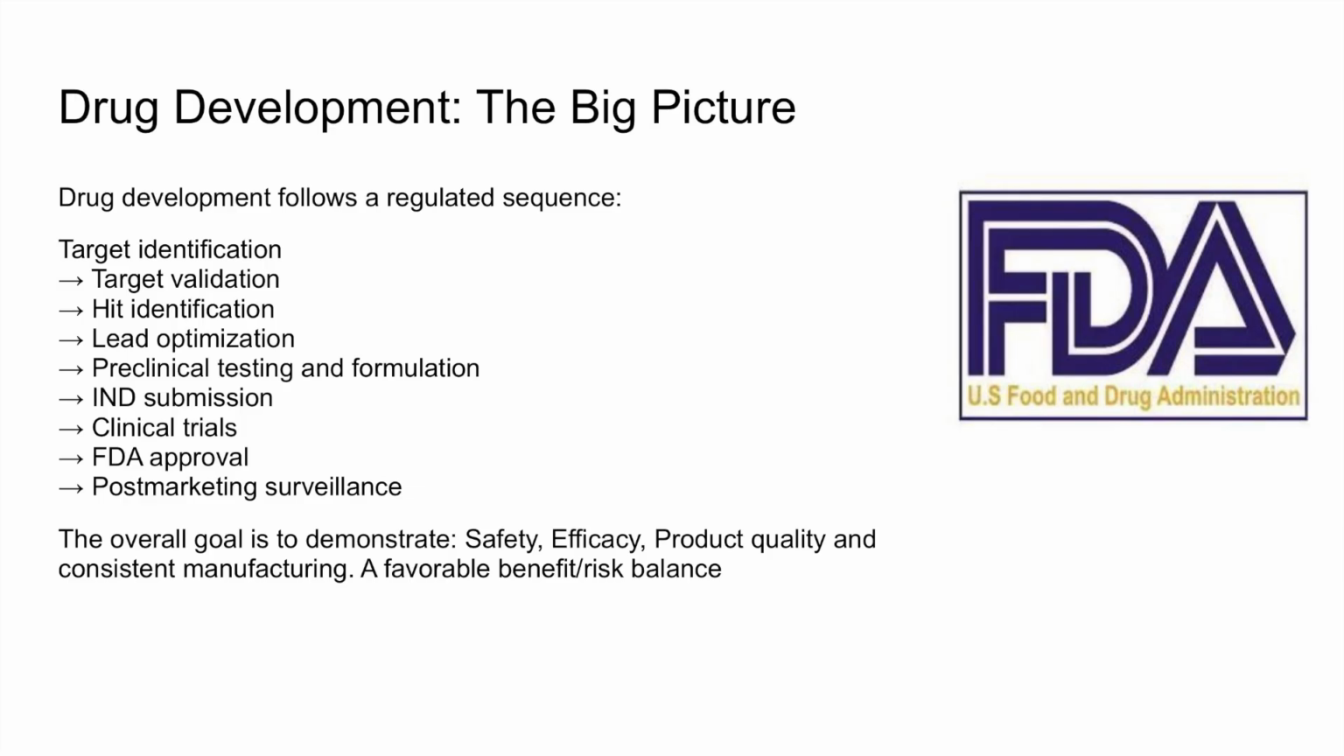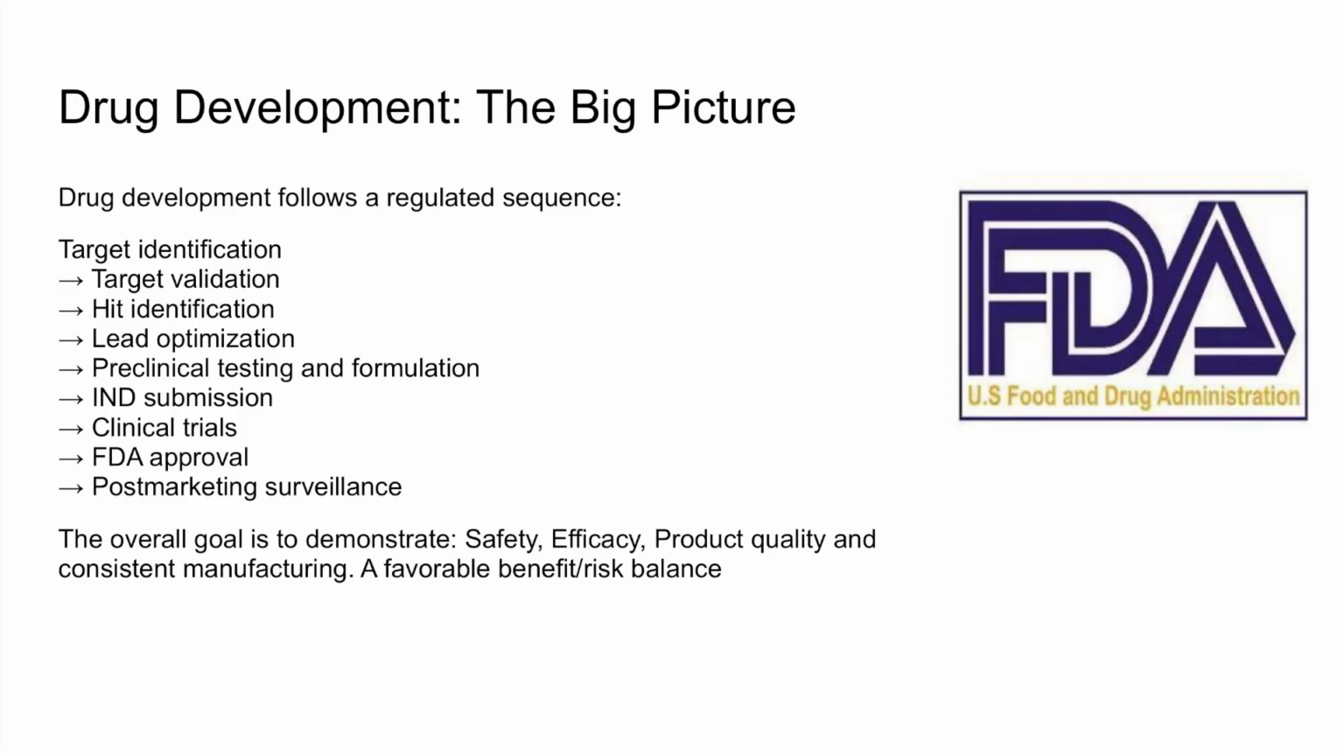All right, so drug development begins with identifying and validating a biological target. Researchers then find compounds that interact with this target, optimize promising leads, perform preclinical testing, and develop a usable formulation. Before most human testing even begins, the sponsor submits what's called an IND application, or an investigational new drug application. Clinical trials then evaluate the drug in people. If the evidence supports an acceptable benefit-risk balance, the sponsor submits a market application for FDA review.